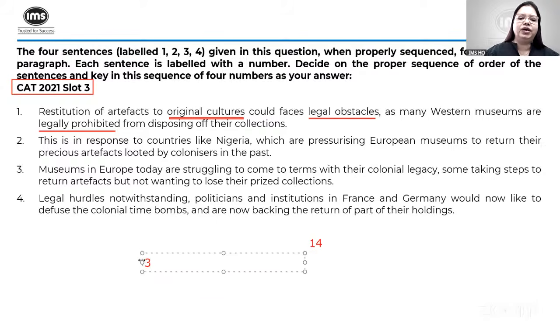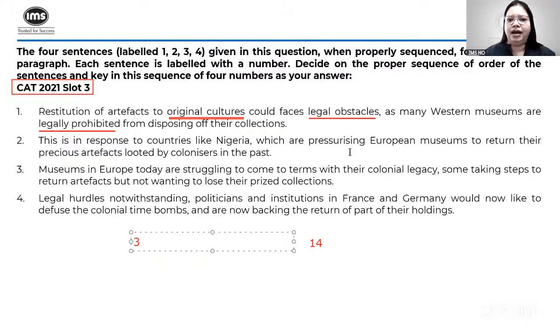2 is referring to a specific demand by Nigeria. Nigeria is demanding that European museums return their artifacts, which they had taken during the colonial rule of Nigeria. Now, the decision between 3 and 1 can happen if you're able to see that 3 is talking of something, a happening, or how museums are trying to deal with the demands on them to return the things that they hold, and 1 is talking of the consequence of it. Unless museums return these artifacts, the question of having to face legal obstacles doesn't come in, correct?